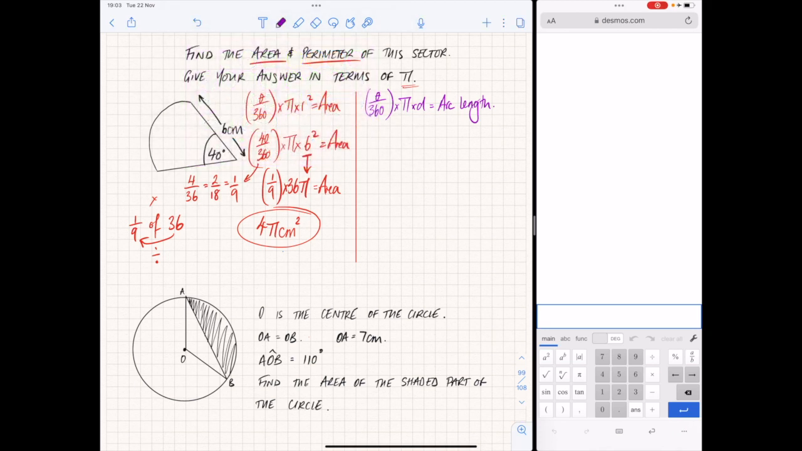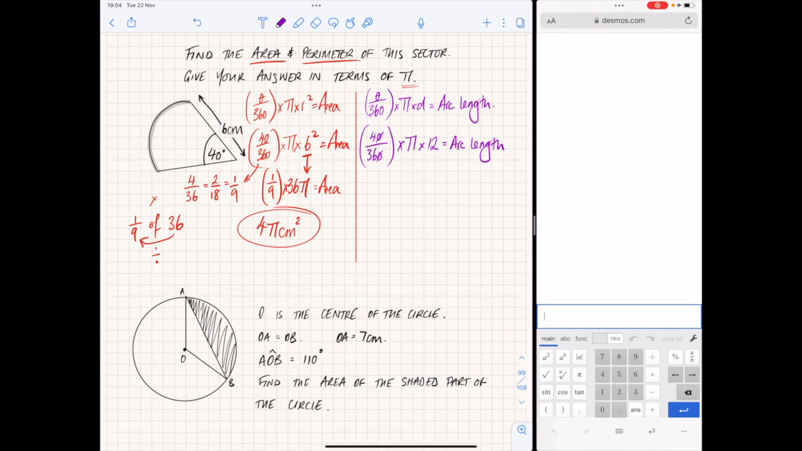Now let's look at the one on the right hand side. So we're doing the same thing, but this one's a little bit harder. So the angle is 40 divided by 360 times pi times the diameter. And remember, the diameter is twice the radius. So it's going to be times 12. Now that bit only gives me the arc length. Now remember that the arc length is like the crust of the pizza. So that's going to be that bit just there.